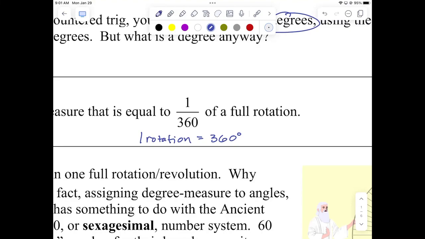Do we use radians? We will use radians. We're going to get to radians. Radians are actually more important than degrees for what we want to do. But we're going to start with what y'all remember from geometry.